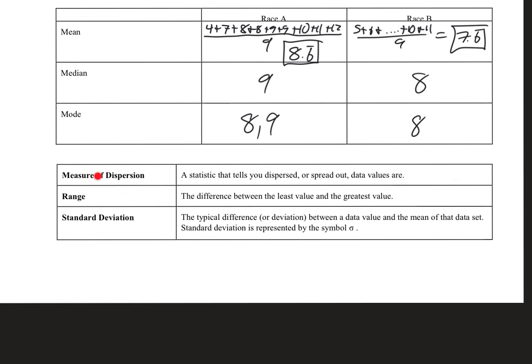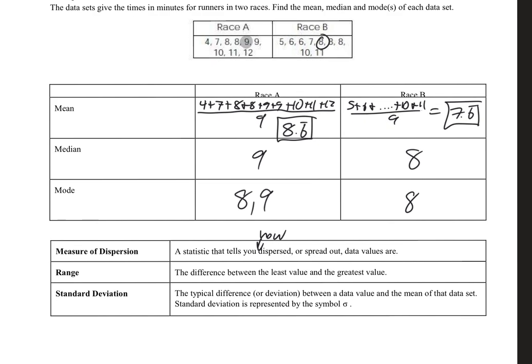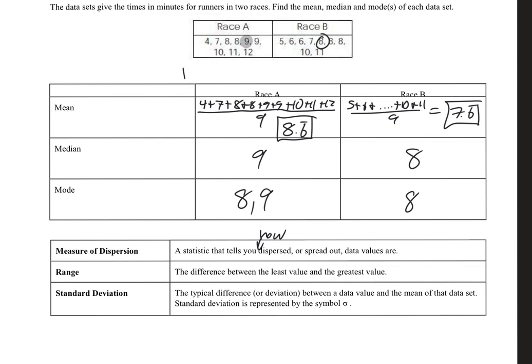A couple other terms here. Measure of dispersion: a statistic that tells you how dispersed or spread out data values are. Range: the difference between the least value and the greatest value. For example, up here, you could write it a few different ways. I usually like to write it as an interval. We could say it's from 4 to 12, and we're including 4 and 12. And then the range here, we could say it's from 5 to 11.